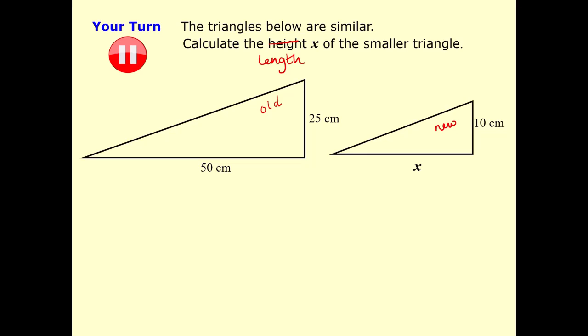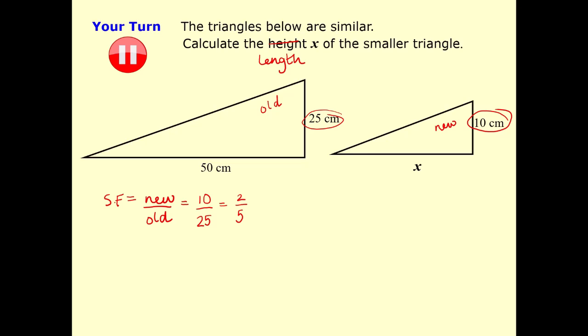Okay, right, let's go through the solution to this one. So your first step, just as with the other examples, you need to calculate your scale factor, and that is always new over old. And our corresponding sides, we're going to take the height, which is 25 and 10. So our new length is 10 and our old length was 25. And we can simplify this to 2 over 5.